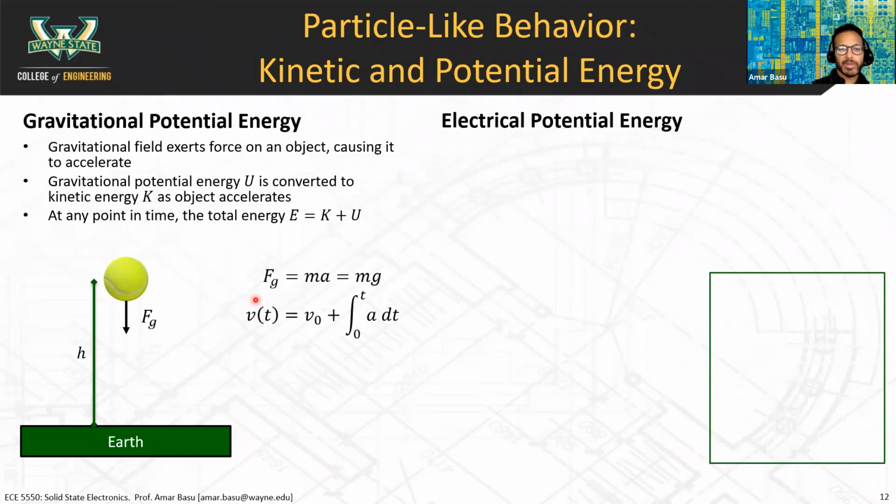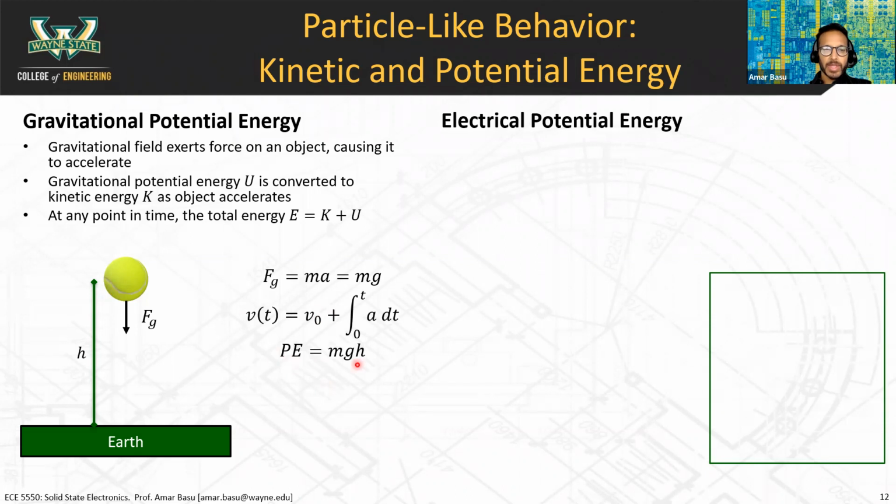So if we were to calculate the velocity as a function of time, the initial velocity of the ball is 0. So this v0, the initial velocity, would be equal to 0. And then to that you add an integral of the acceleration with respect to time. The integral of a dt, and you take the integral from 0 to t here. So the ball basically goes faster and faster over time.